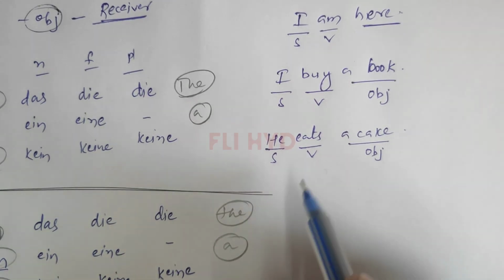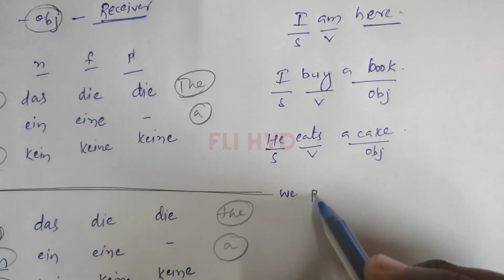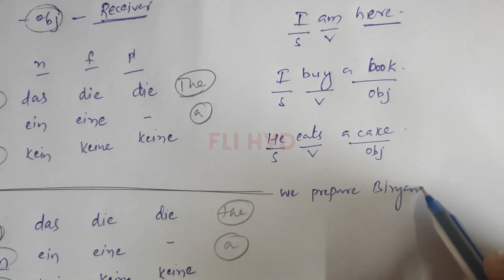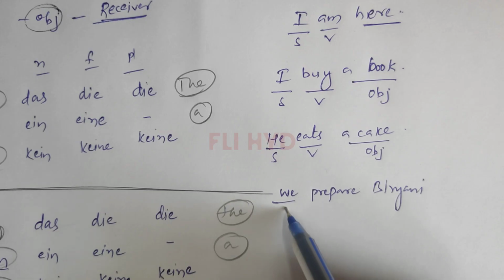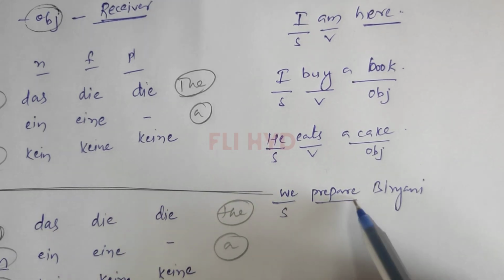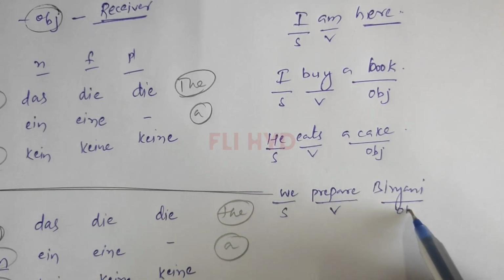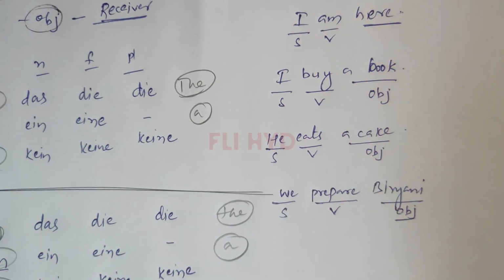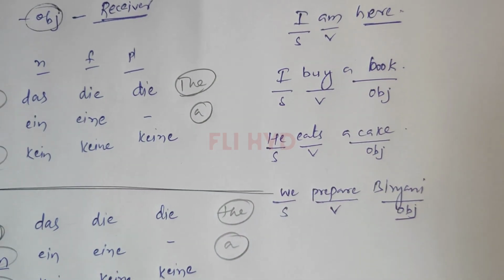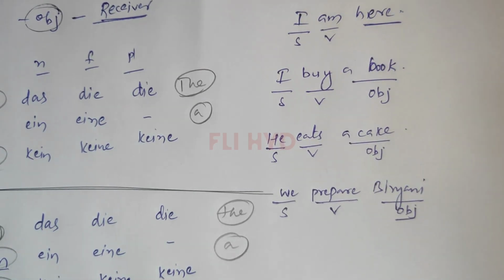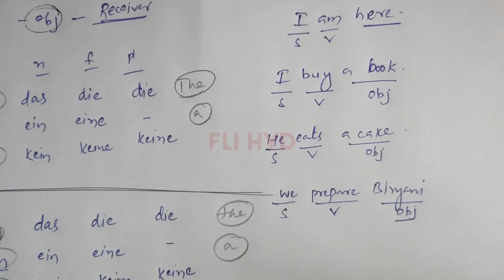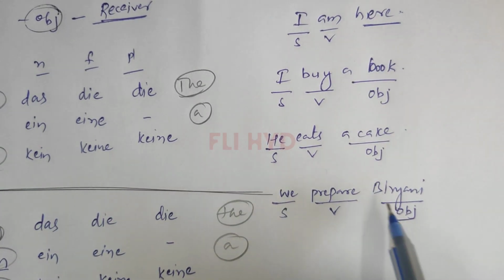Clear? For example, we prepare biryani. Who is doing the action? We. So "we" is the subject, "prepare" is a verb, and "biryani" is the object. So this can be an accusative object. Clear? Now we have an idea what a subject is and what an object is. Subject is always the doer of the action, and object is receiving that action.